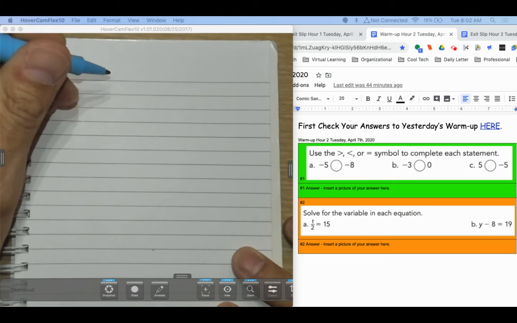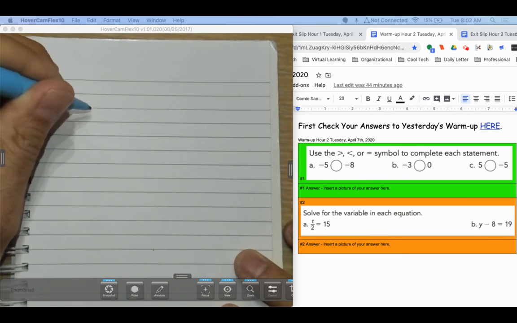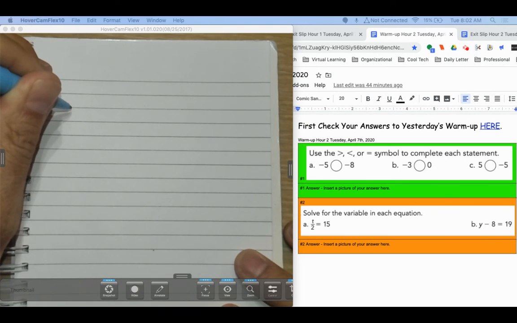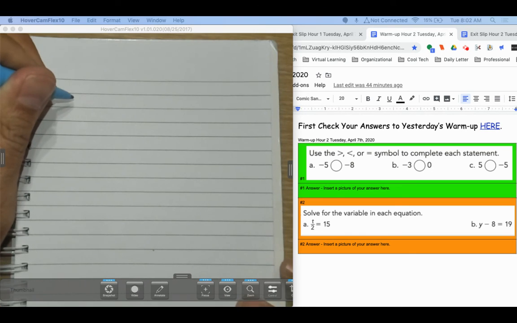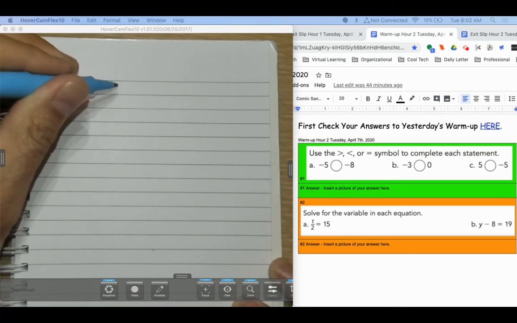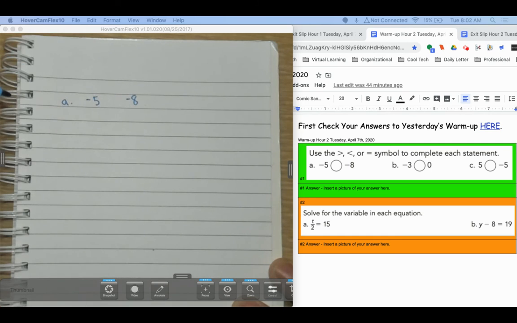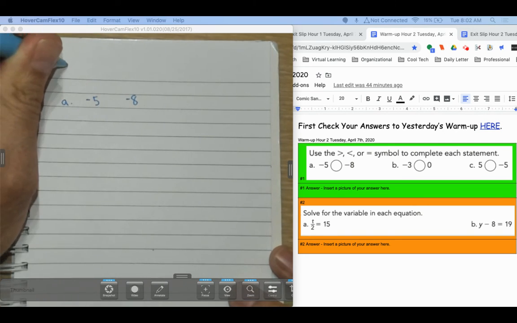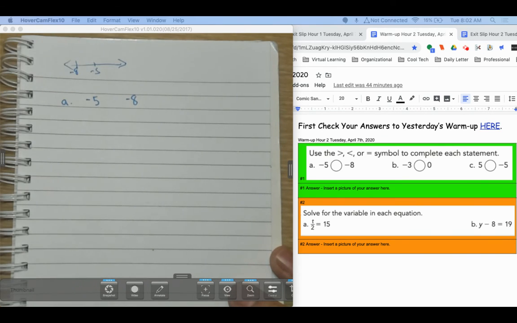All right, so here is our warm up from yesterday, and it says to use the greater than, less than, or equal symbol to complete each statement. And so for A, the first statement was -5 compared to -8. Now, we need to think about this. On a number line here, -8 would be over here, -5 would be over here.